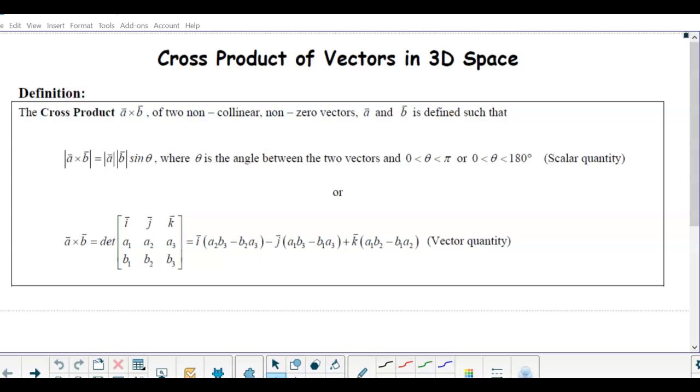Okay, so cross product. So an actual cross has to be shown. Two non-collinear, non-zero vectors. Here's the definition. Notice this is the magnitude, so this is a number, what you get out of here. This is very similar to the dot product, except it's signed now. Magnitude is a number. Theta is the angle between the two vectors.